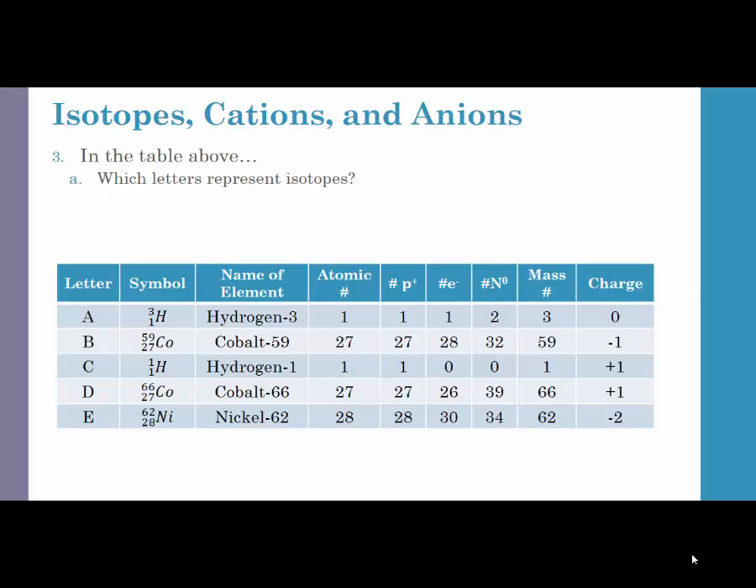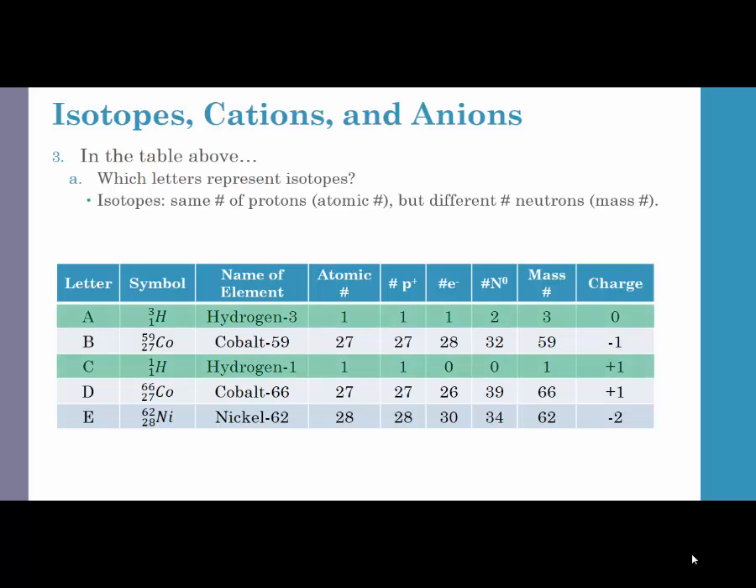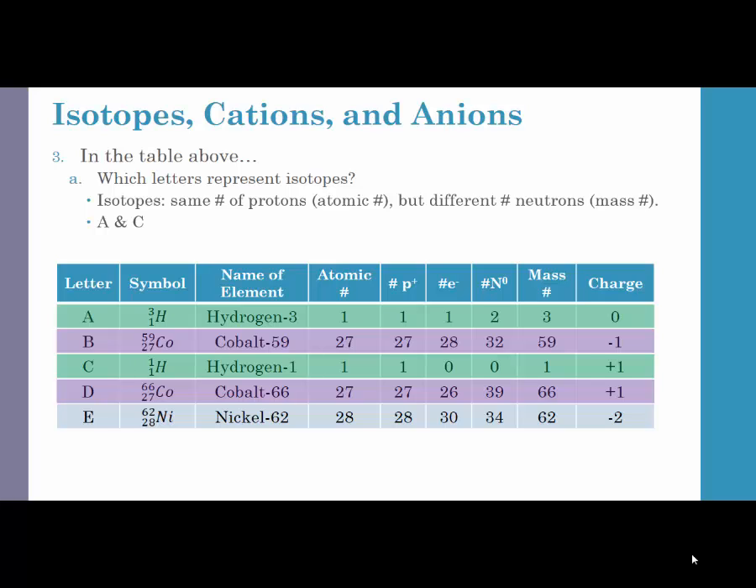So in this table, which of these letters represents isotopes? So isotopes are going to be atoms of the same element. So that means they have the same number of protons, the same atomic number, but they have different number of neutrons. So the mass number is different. So if we look at A and C, those are both isotopes of hydrogen, hydrogen 1 and hydrogen 3. And if we look at B and D, those are both isotopes of cobalt, cobalt 59 and cobalt 66.